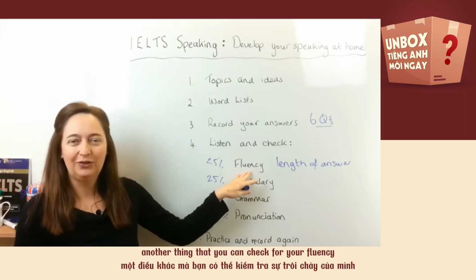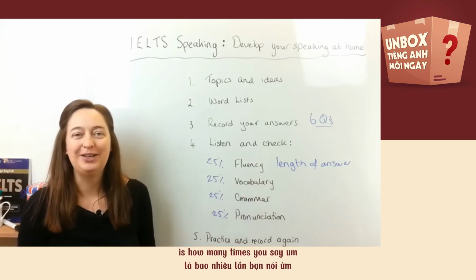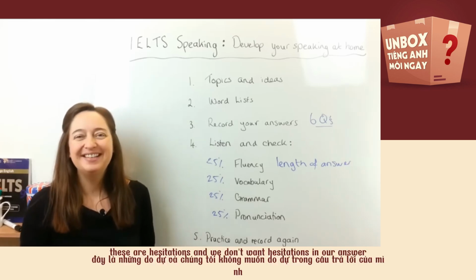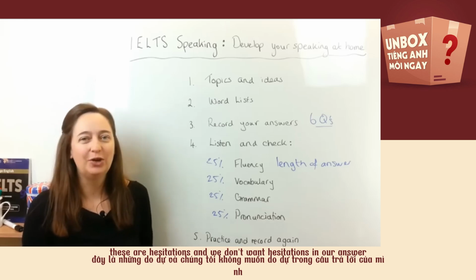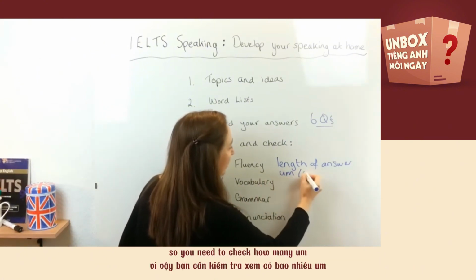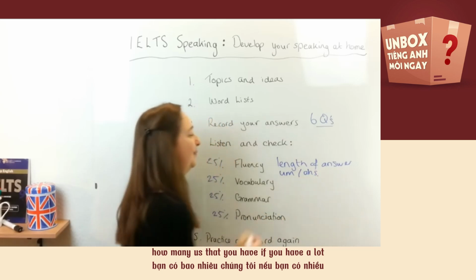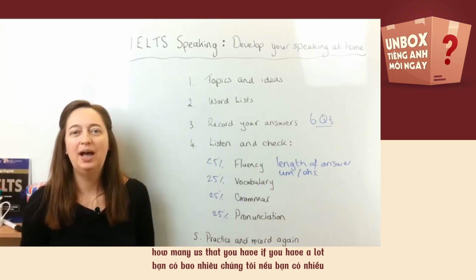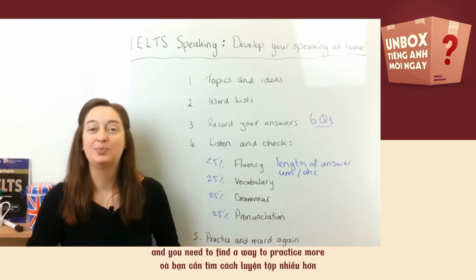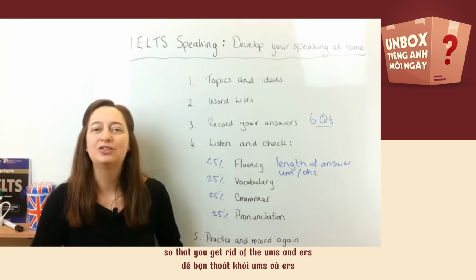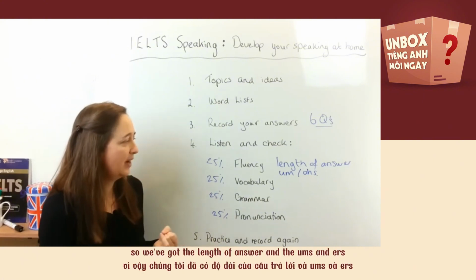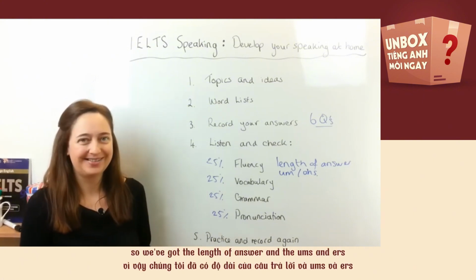Another thing that you can check for your fluency is how many times you say um, er. These are hesitations, and we don't want hesitations in our answer. So you need to check how many ums and ers that you have. If you have a lot, that's a problem, I'm afraid. And you need to find a way to practice more so that you get rid of the ums and ers. So we've got the length of answer, and the ums and ers.